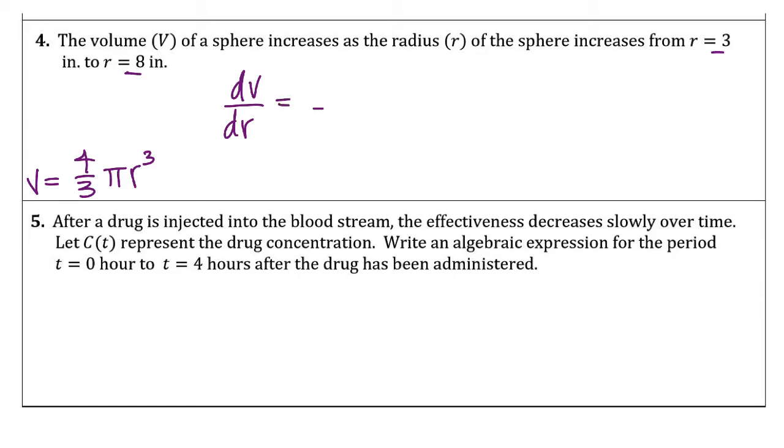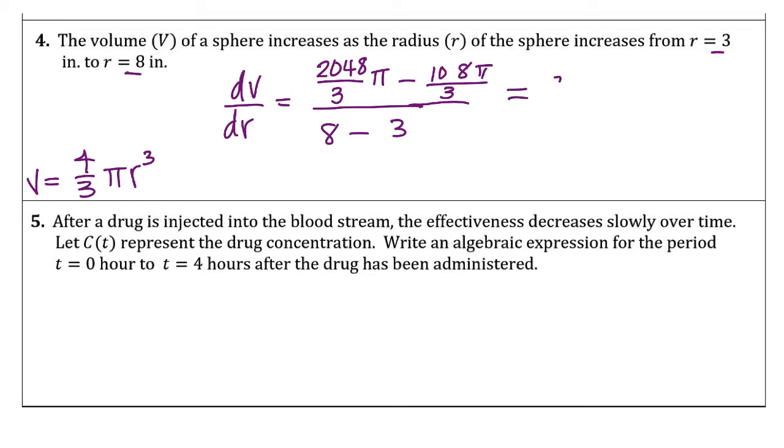So here again we know 8 minus 3. And in the numerator, when you sub in and number crunch all this out, do leave pi in your answer. You should have 2048 over 3 pi minus 108 pi over 3. And again, just number crunching, by all means use a calculator. And so this is going to give us 388 pi over 3.